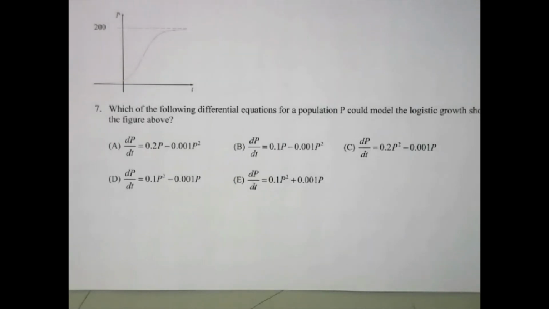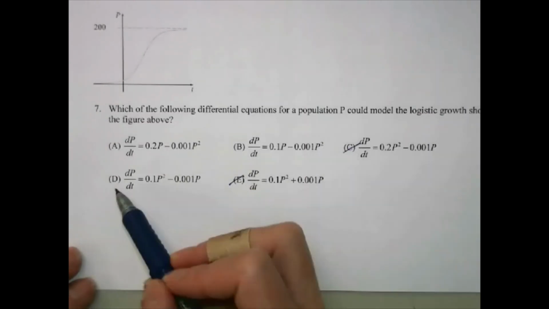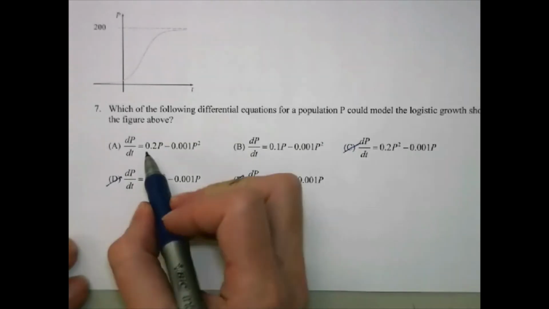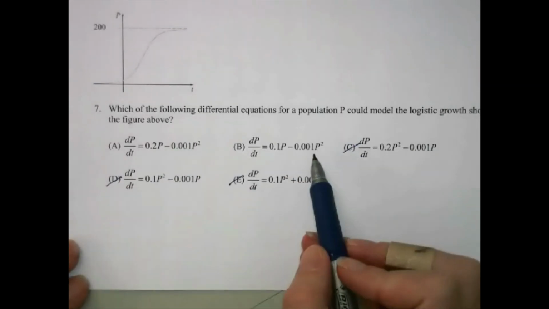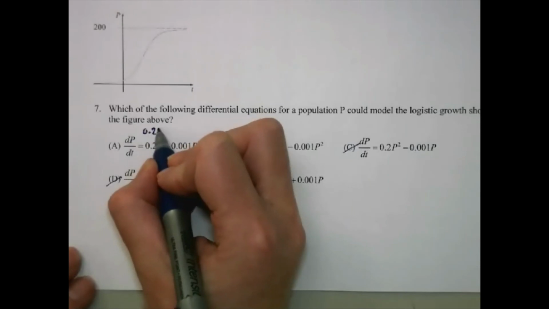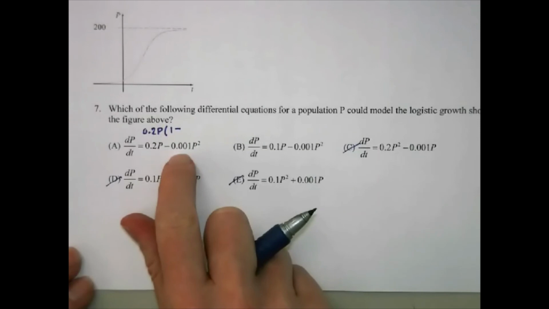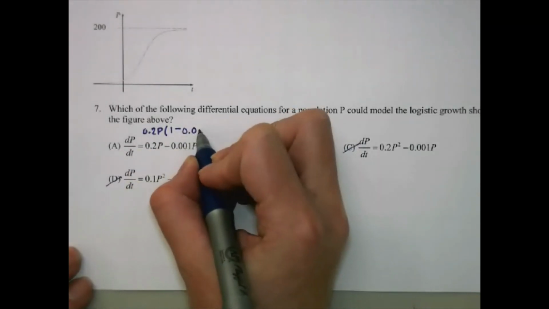Okay, this next one, which could be the logistic growth. So we have all these different differential equations. The first thing I'm going to do is cross off the ones that don't really fit the format. I'm going to factor a P out, and more specifically this entire thing, so I can get the 1 minus. So I'm really left with 2 candidates, so I'll just factor the 0.2P out, which is going to leave me with 1 minus. If you divide this by 0.2, you're going to get 0.005.